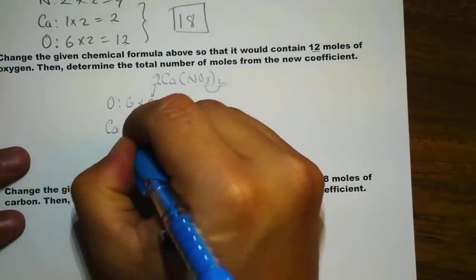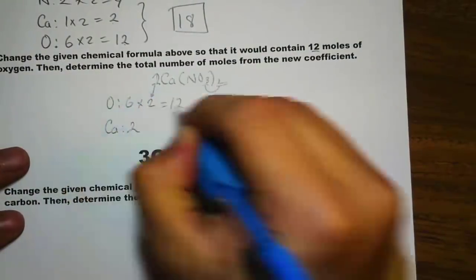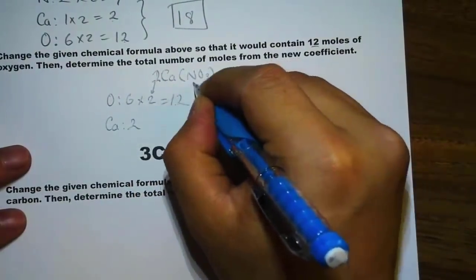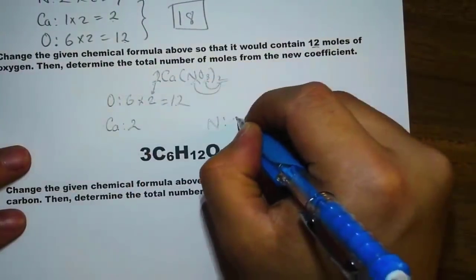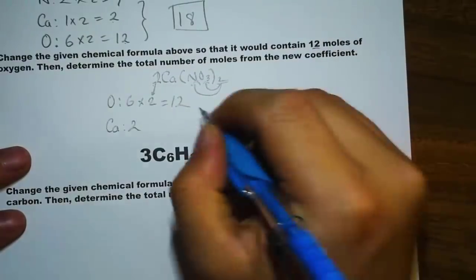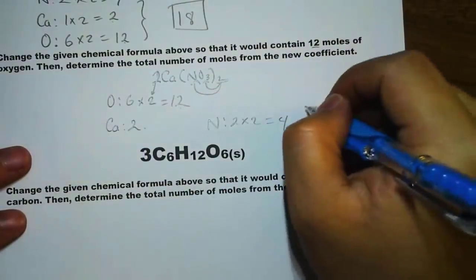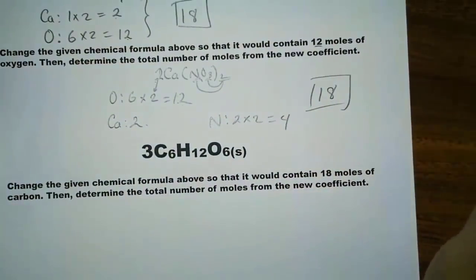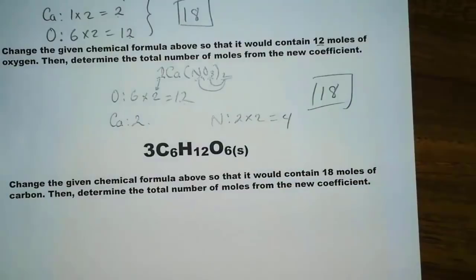Now, the calcium, of course, is going to be 2. And then what about the nitrogen? Let me write down the nitrogen. So there's 2 nitrogen, and 2 of that gives us a total of 4. So 12 plus 2 is 14, plus 4, that gives us a total of 18. Isn't that easy? Oh, the same answer as that one. Huh.